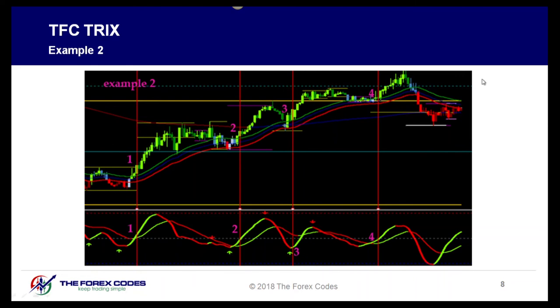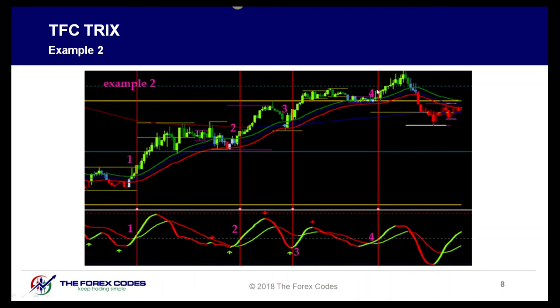So we get to point 4 when we're on the wave again, and we've got loads of support here, and then both Trixes go green and the fast Trix goes through zero. You get a good green candle, light green, off the wave, go long again. Yeah? And you're going with the trend, and the Trix is telling you when the trend's likely to change and come back to the wave.